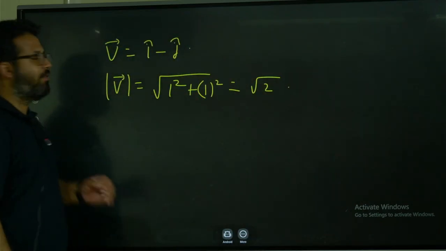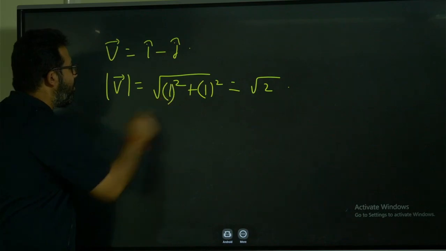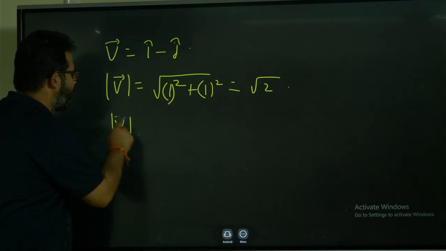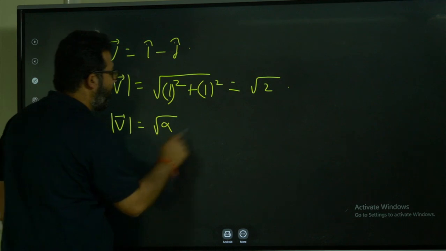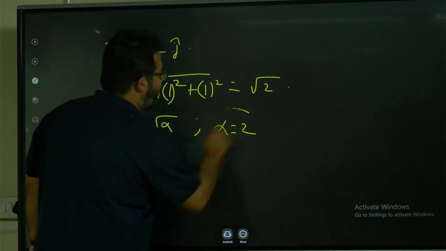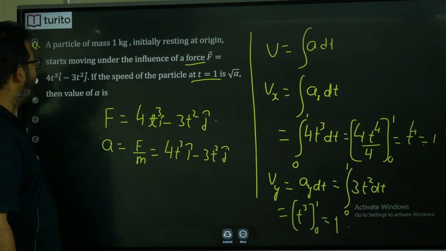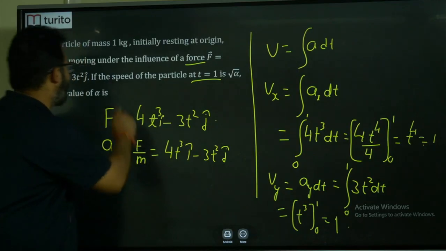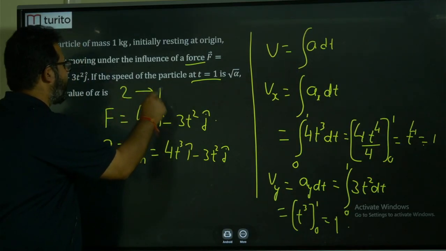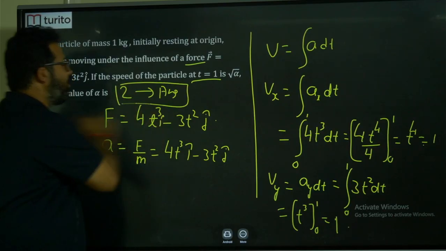And in the question it is given that the net velocity is root alpha. Take the net velocity as root alpha. What is the value of alpha? Alpha is equal to 2. So we get the value of alpha as 2. This is your answer. I think this is clear to all of you.